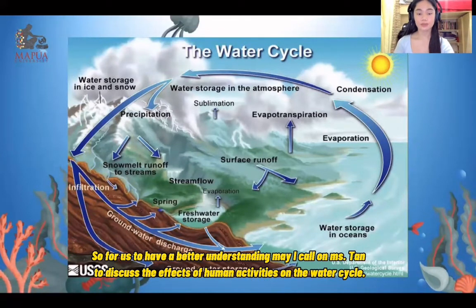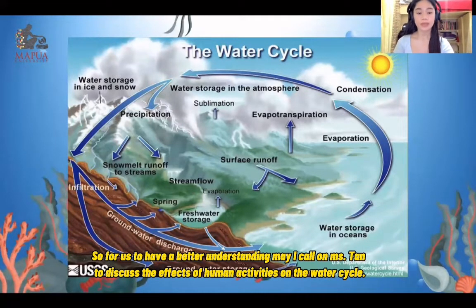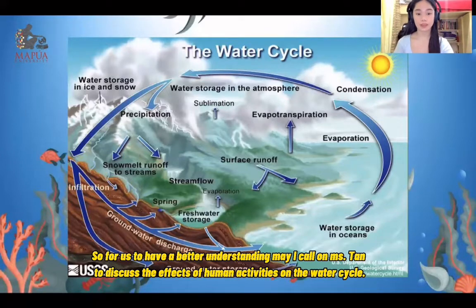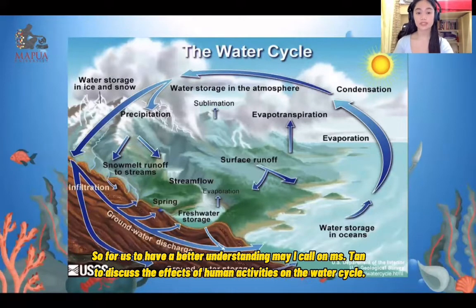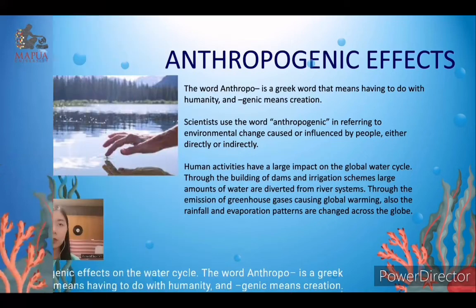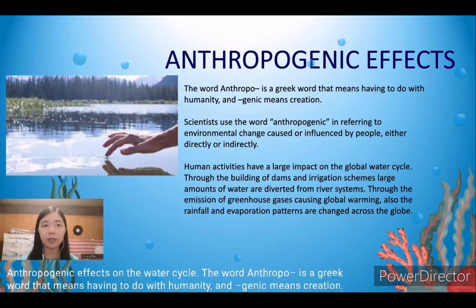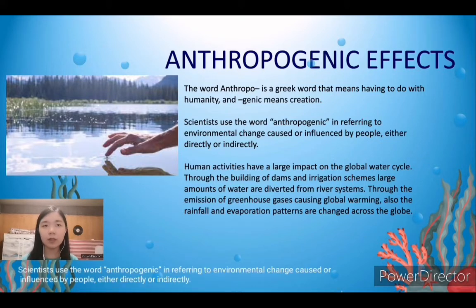So for us to have a better understanding, may I call on Ms. Tan to discuss the effects of human activities on the water cycle. Anthropogenic effects of the water cycle. The word anthropo is a Greek word that means having to do with humanity, and genic means creation. Scientists use the word anthropogenic in referring to environmental change caused or influenced by people either directly or indirectly.